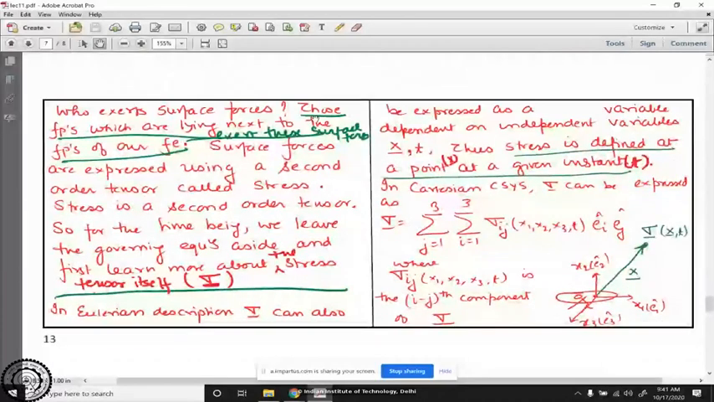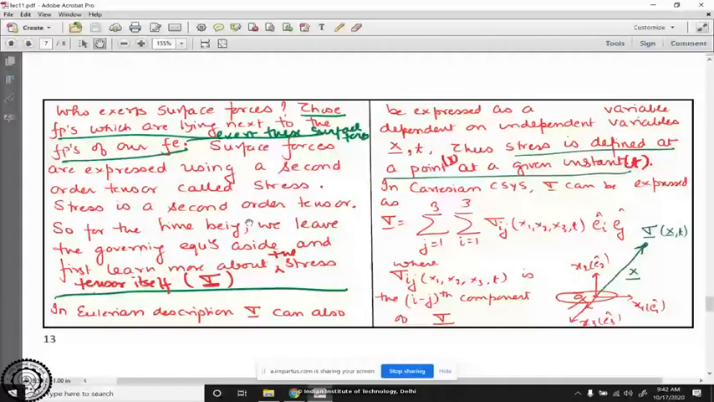Those FPs which are lying next to the FPs of our FE, they exert surface forces on our FE, right? Neighboring fluid particles which do not belong to this fluid element are capable of putting forces on our fluid element. So surface forces are coming from the neighborhood of the same fluid but of a different fluid element. Surface forces are expressed using a second order tensor called stress.